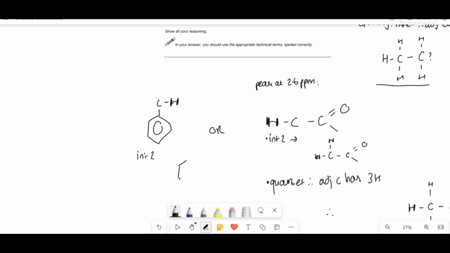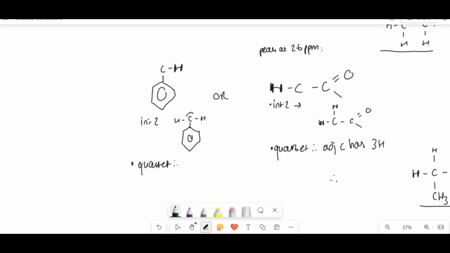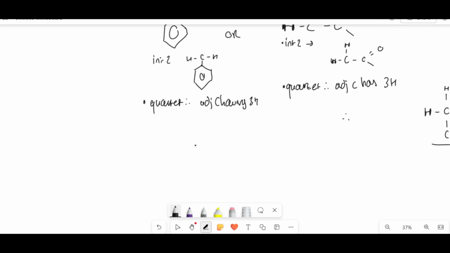Integration is 2, you end up with a benzene with a carbon and a hydrogen, and it's a quartet as well. So therefore, because this is where the adjacent hydrogens are, you would have the adjacent carbon having 3 hydrogens. So the alternative thing this could possibly be is a CH2 there and then a CH3 there as well. Fine, we'll hold on to these pieces anyway and see what we end up with.